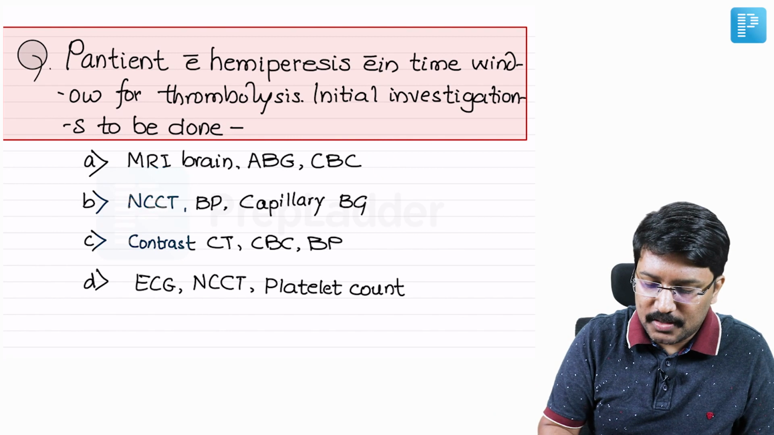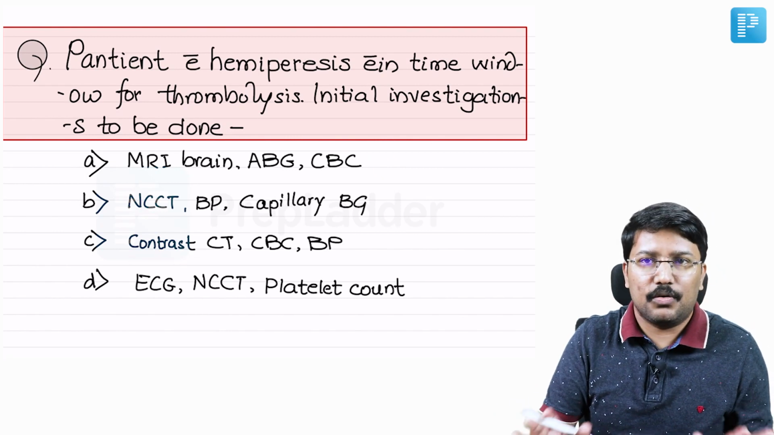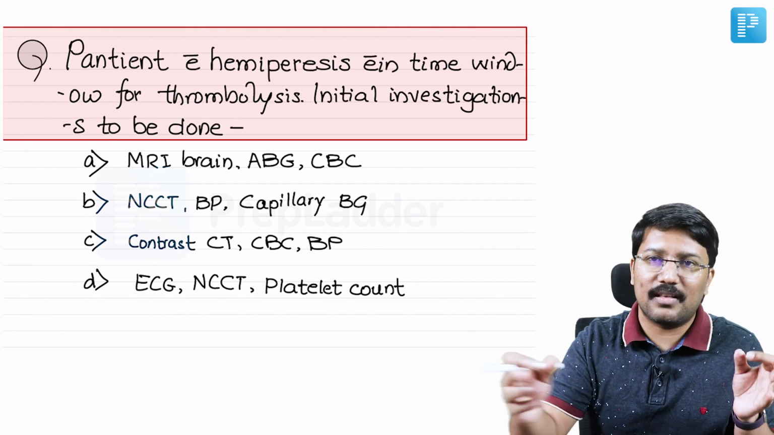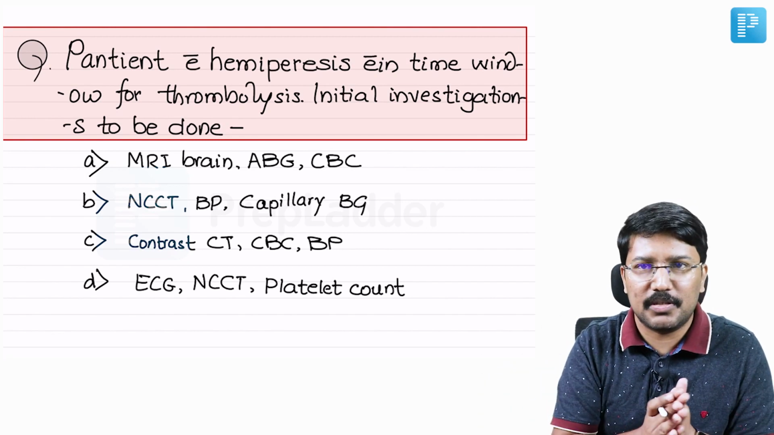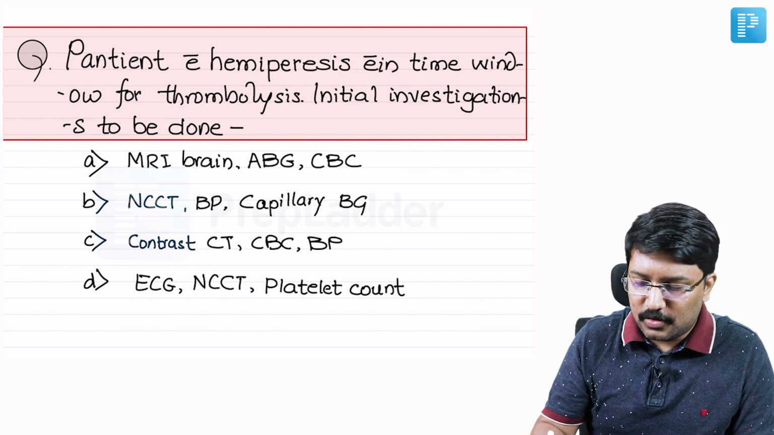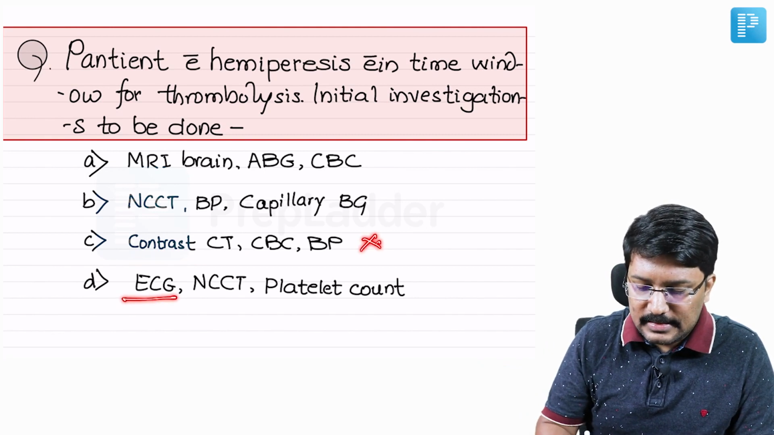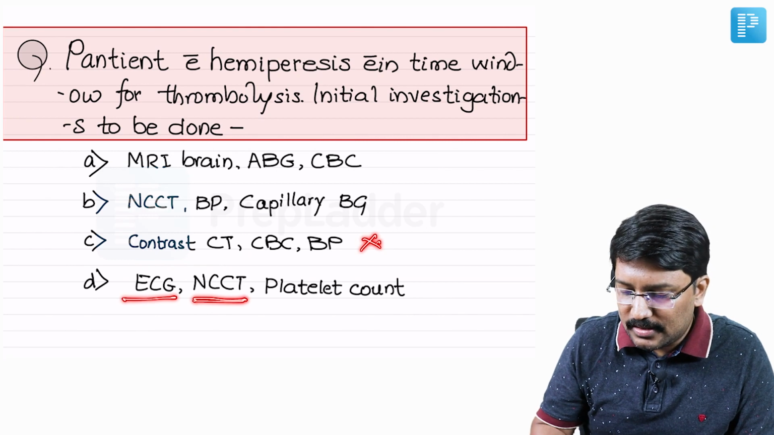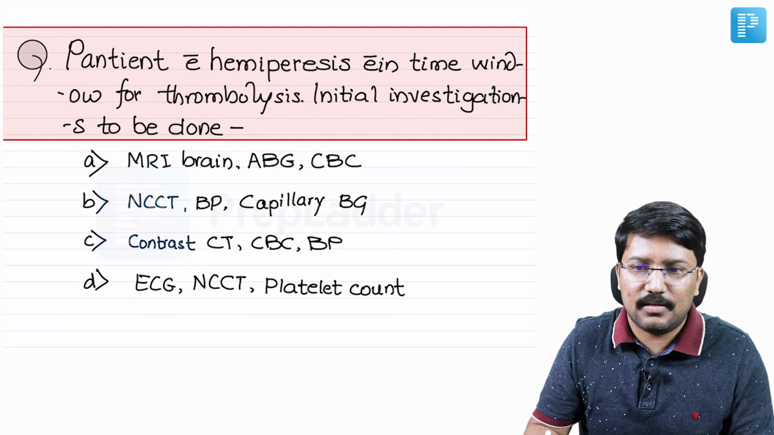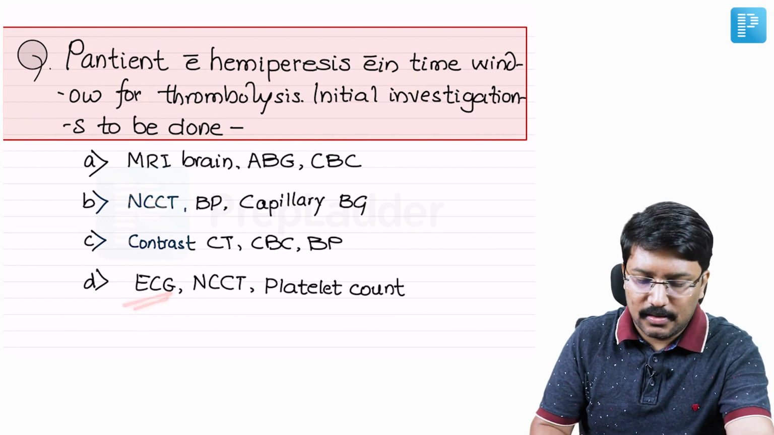Then let me take you to option C. Contrast CT, definitely no. If you're going for CT, we are mainly doing it to rule out bleed rather than pick up infarct, right? So that much we are very much familiar with. So contrast is not required. So this option is ruled out. ECG, non-contrast CT and platelet count, not necessary, right? At least ECG is not necessary.